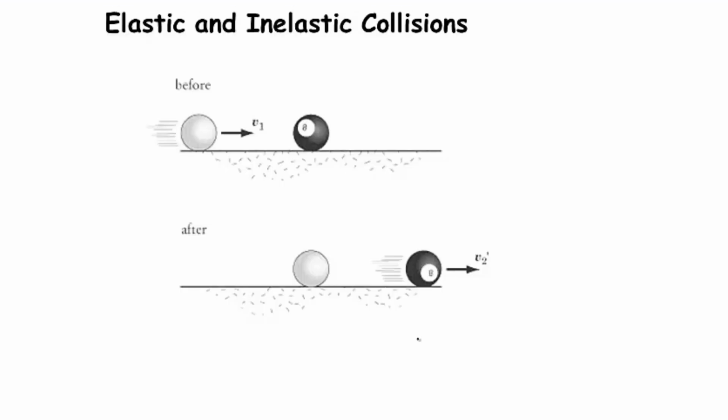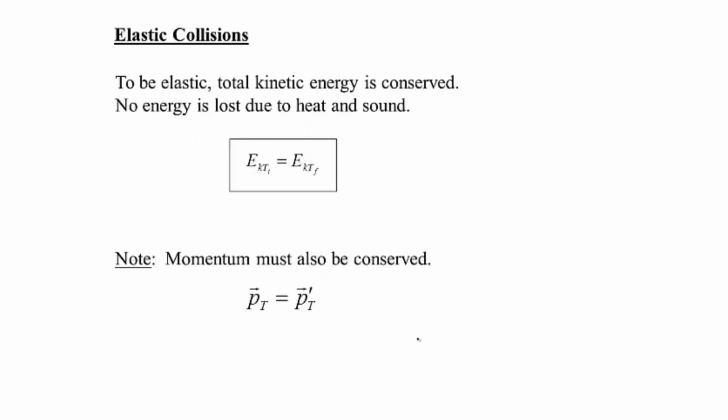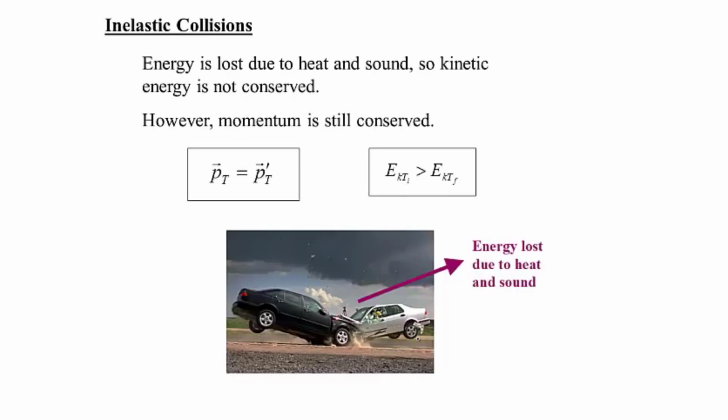Moving on. Elastic and inelastic collisions. Elastic collisions. To be elastic, the total kinetic energy is conserved. No energy is lost due to heat and sound. Note, for an elastic collision, momentum must also be conserved, so we have to have an isolated system. If kinetic energy is also conserved, then we've definitely got an elastic collision.